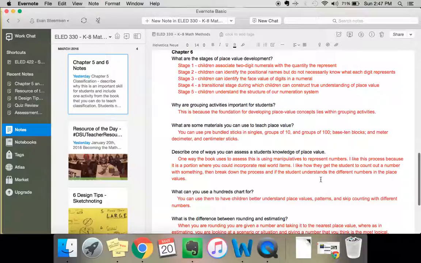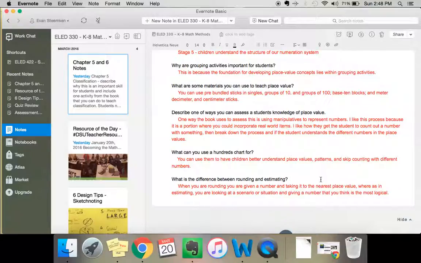And then it got into why group activities are important for students, and I liked what they said about it because it's the foundation for developing place value concepts. Grouping is an easy way to split up numbers and then really focus on what each number means and help kids grasp that concept.